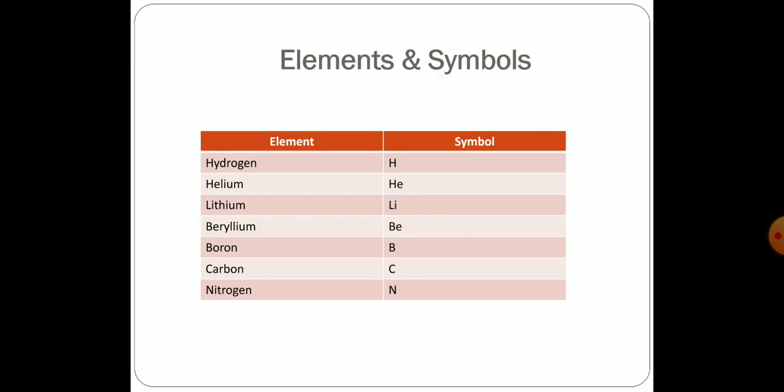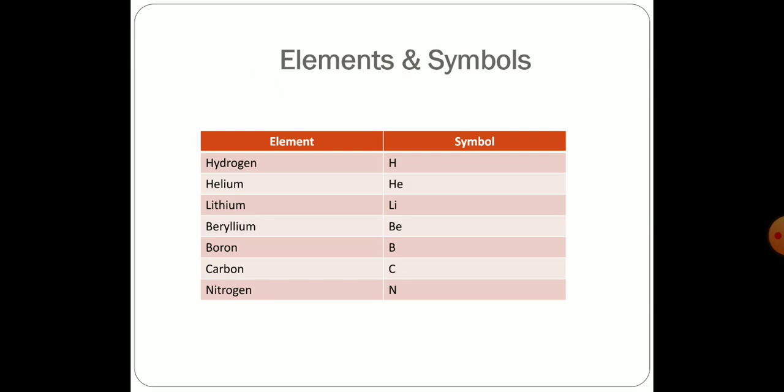Okay. So now we have some basic elements and symbols. The first one is hydrogen, H. Second one helium, He. Third one is lithium, Li. Fourth one is beryllium, Be. Fifth one is boron. Since we are giving B for boron, we have to find the next two letter symbol for beryllium, so that's why it came as Be. Then carbon C, nitrogen N.